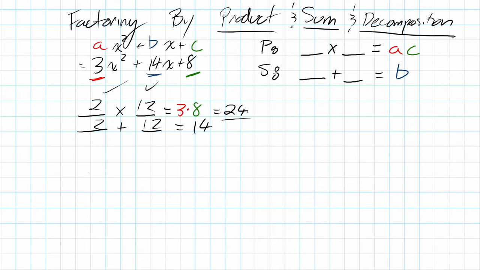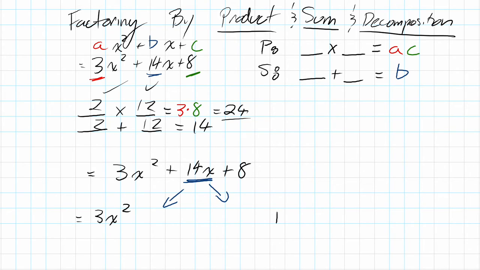Now that we have this information, we can rewrite the beginning: 3x squared plus 14x plus 8. And the decomposition comes from here. What we now do is decompose the middle term, or the B term. The A term is going to stay the same, which is 3x squared, and our C value is still going to be positive 8. Those two things haven't changed.